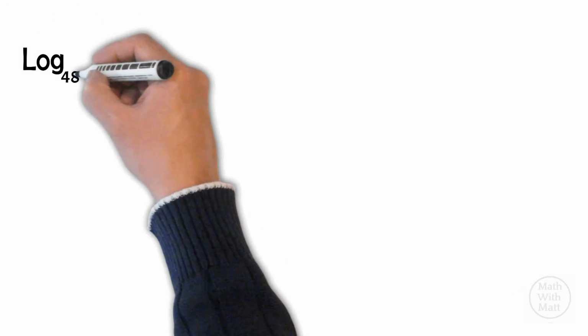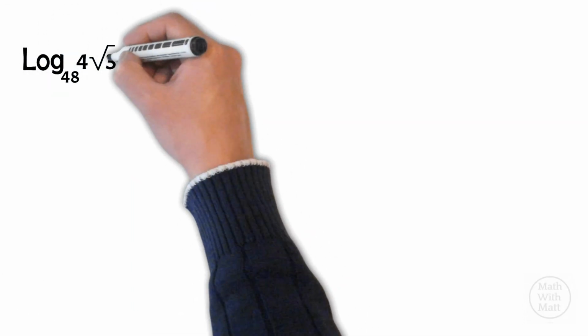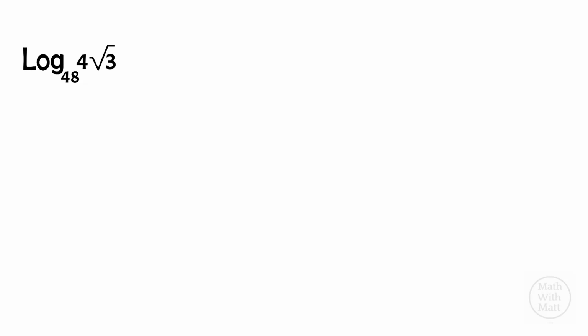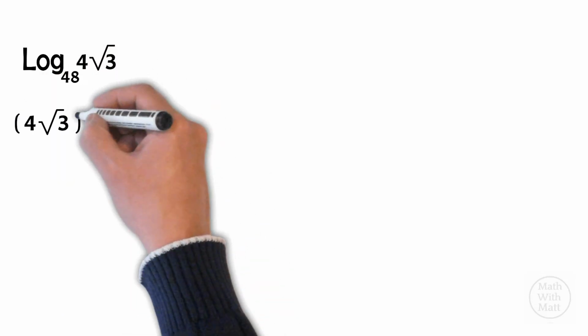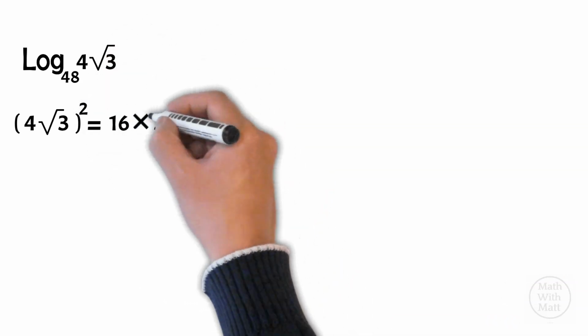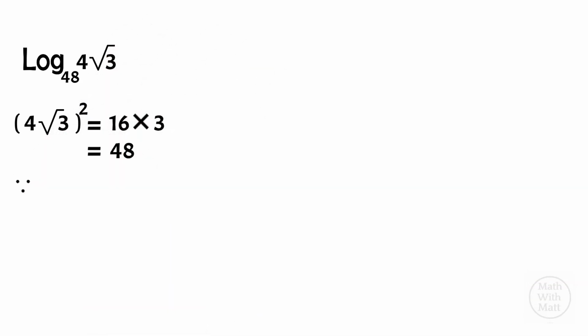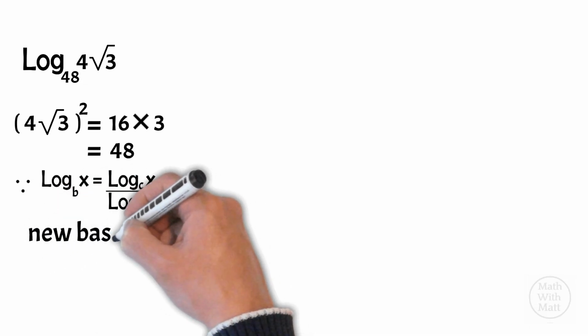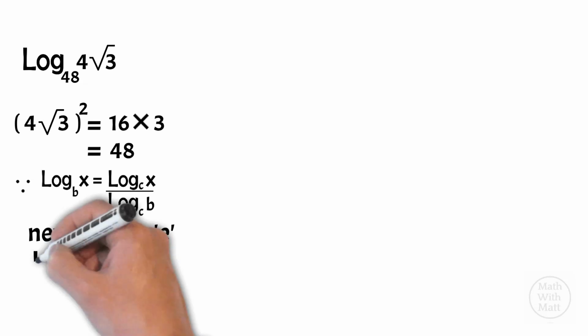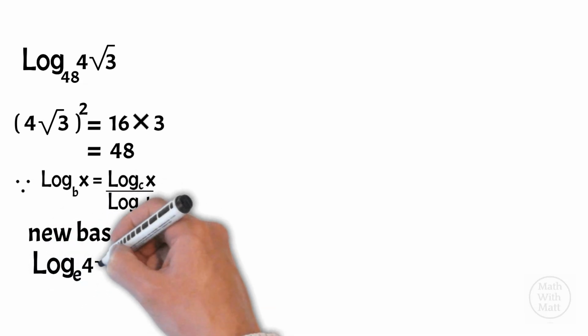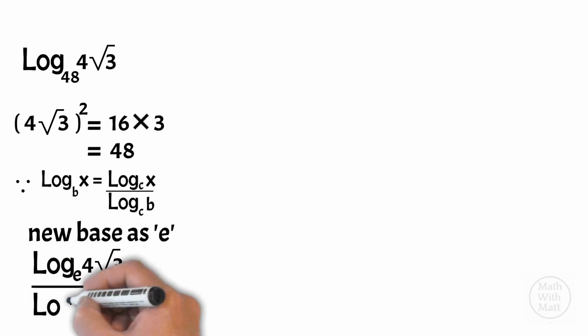This question states, the log to base 48 of 4 square root of 3, and we need to find the answer to this. The first thing we do notice here is that 4 square root of 3 when squared gives us 48. We keep a note of this. Now we use the base change rule, with new base as e, which is an exponential variable. We get log to base e of 4 root 3 upon log to base e of 48.